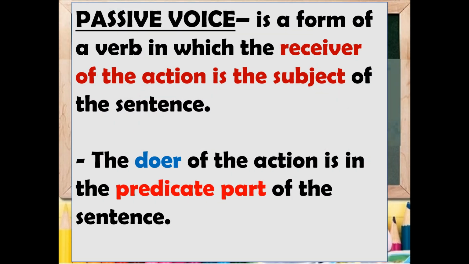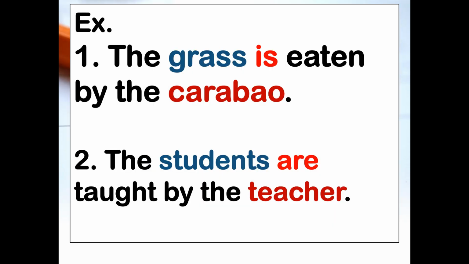Let's proceed to the passive voice. Passive voice is a form of a verb in which the receiver of the action is the subject of the sentence. So it's like an inverted sentence because the receiver now is the focus of the sentence and the doer of the action is in the predicate part of the sentence. I have examples here in which we just made the previous sentences inverted or in passive form.